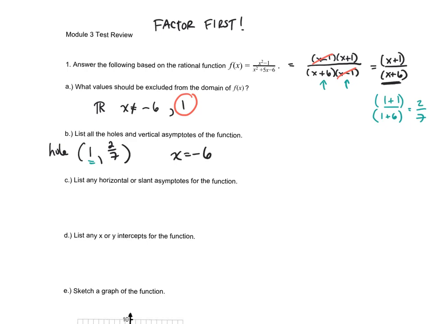All right, let's look at C. C says list any horizontal or slant asymptotes. Well, that's all determined by the degree of the function. So if you look at the powers here, they are both x squared. And most of them will be things like this where you have the same power. So if you have the same power, it has a horizontal asymptote at y equals, you just divide the two leading terms, which would be x squared and x squared. You divide the highest powers that have the same degree. And so that gives you 1.